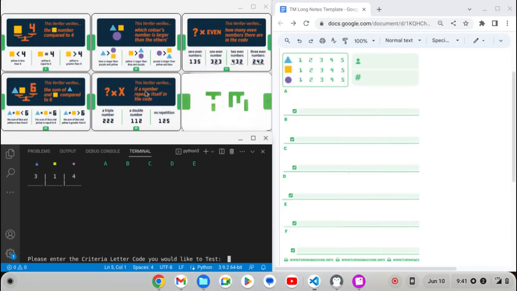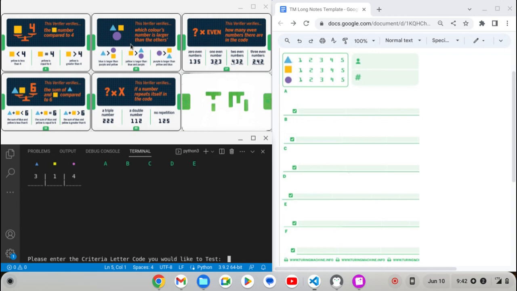So in the grid above, we've got our 5 criteria cards. On the top row, we've got criteria card A, criteria card B, and criteria card C. And the bottom row, we've got criteria card D and criteria card E. Criteria card A looks at the middle digit, the square digit, and compares that value to the number 4. So should the value of square be less than 4? Should it be equal to 4? Or should it be greater than 4?